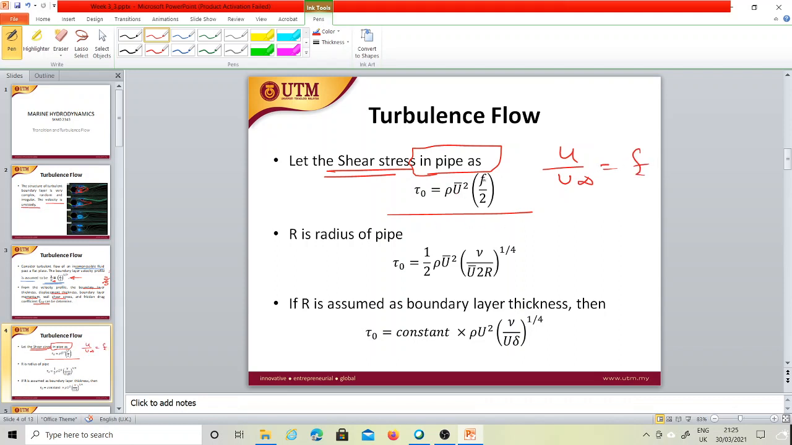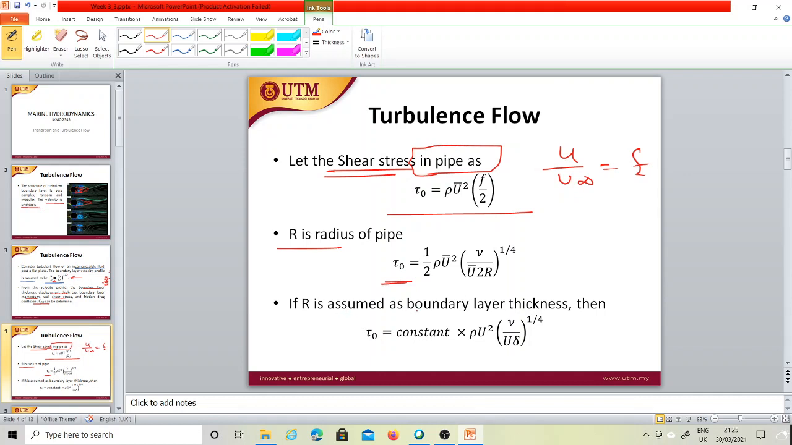You already know that u by u infinity is equal to f. Anyway, this is the relationship, and if r is the radius, then wall shear stress is defined as half rho u bar squared, where u bar is the average velocity, times mu by u bar r to the power 1/4. Okay, no need to derive this one. Just remember that if you have the radius r of a pipe, we can consider the wall stress like this.